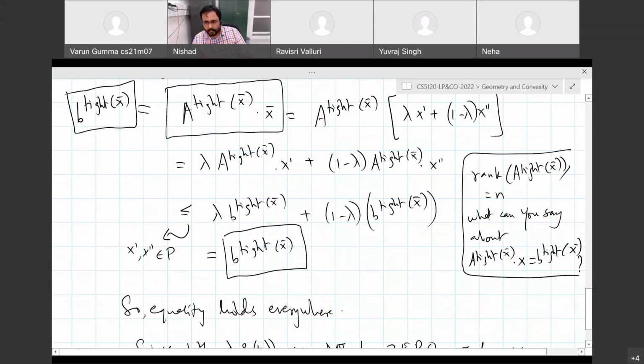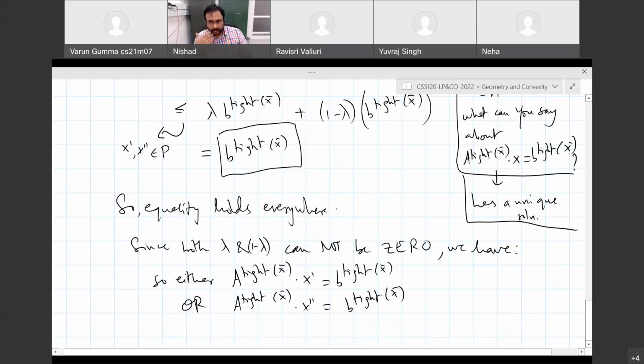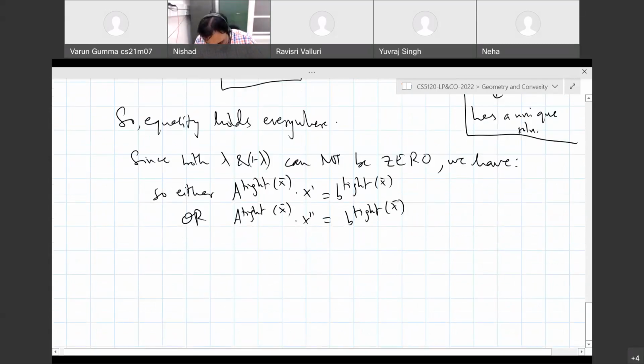And there is a unique solution, right? It has a unique solution. And in fact, the unique solution is x bar. That was the definition of x bar, right? The tight constraints are exactly those which are tight for x bar. So x bar satisfies all of them. So because of this unique solution, we conclude that either x bar is the same as x prime, or x bar is the same as x double prime.